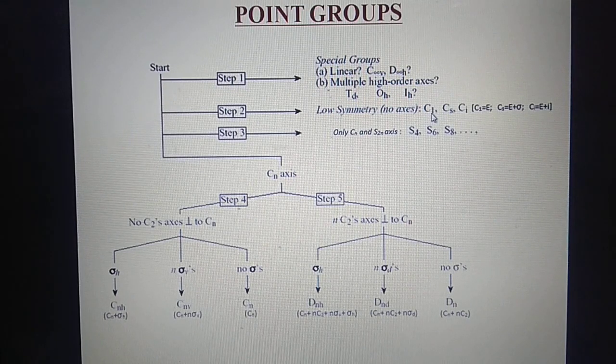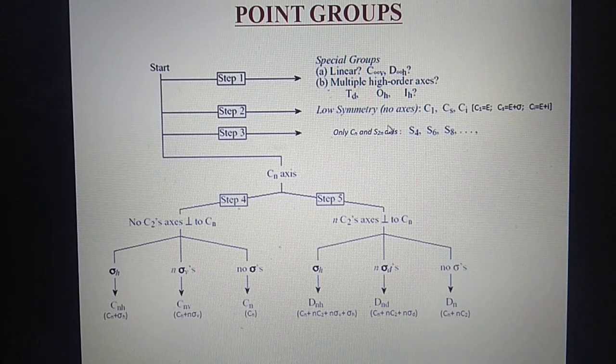C1 is assigned to the molecule or group where only identity E is present. Whereas, if along with identity sigma is present, but again there is no axis of rotation, no Cn, then the point group would be Cs. And if in addition to identity there is the i symmetry operation, then the point group would be Ci. Okay, if the molecule or group does not belong to these categories, then we will move further.